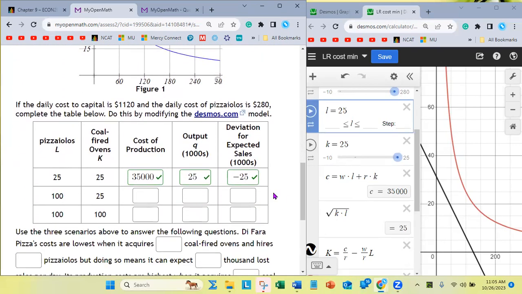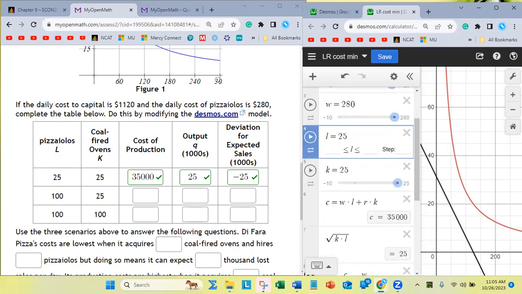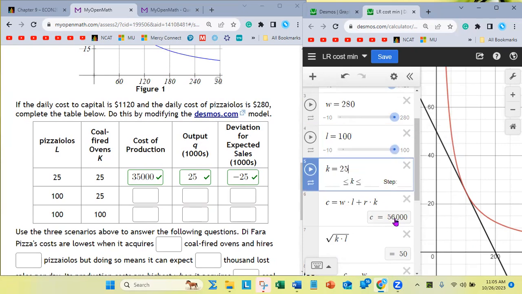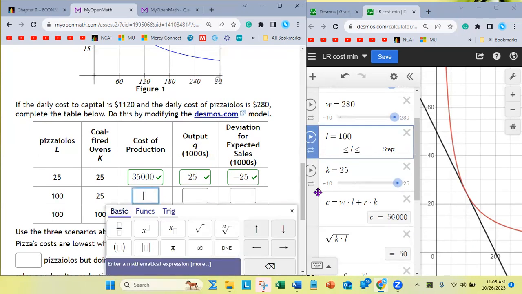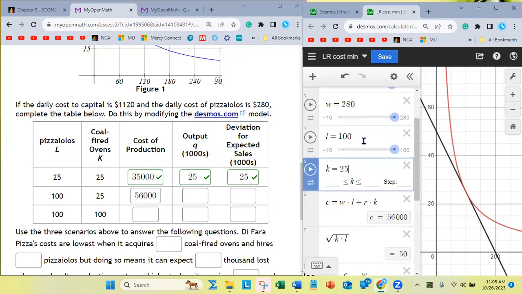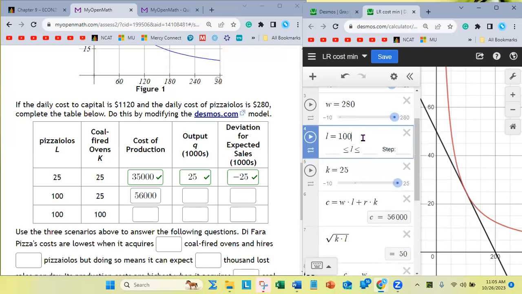Now, in row 2, I'm going to increase the number of pizza chefs to 100. So I'm going to change my L to 100. I got my coal-fired ovens still at 25. The cost of this capital and labor combination is 56,000. My costs are higher, right? I have the same number of pizza ovens, but I have 4 times as many labor. So my costs are obviously more, right?